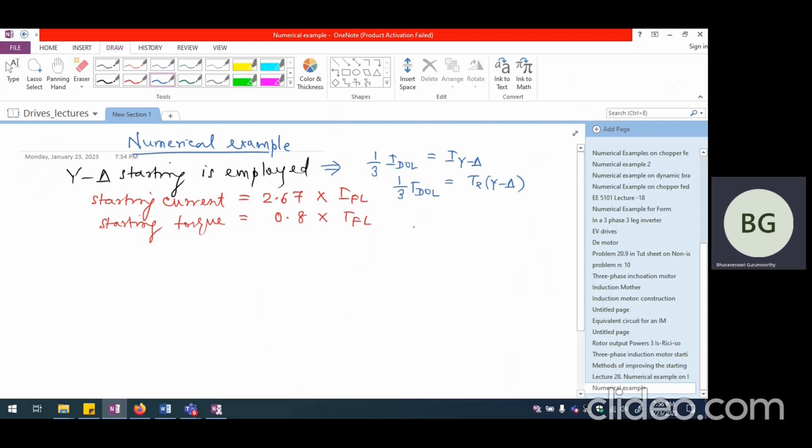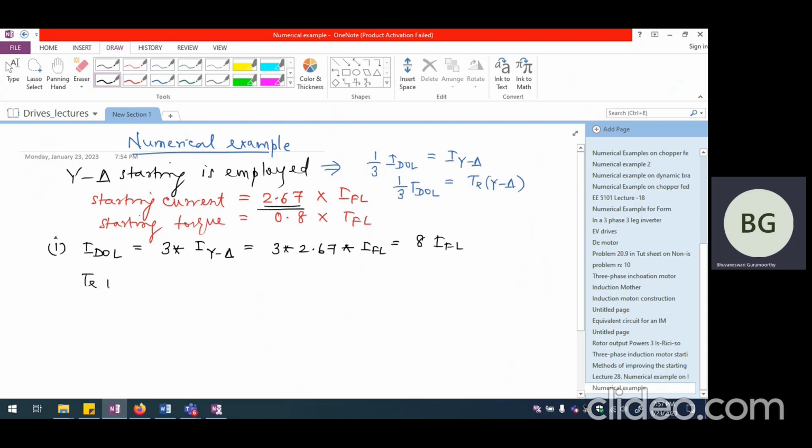So this is what we said in the last class. Correspondingly, we should be able to say I DOL is going to be equal to 3 times I star delta. And I star delta is given as 2.67. So this should be 3 times 2.67 times I full load. So this is approximately 8 times. 2.6667 multiplied by 3 will be 8. So 8 times I full load will be I DOL.